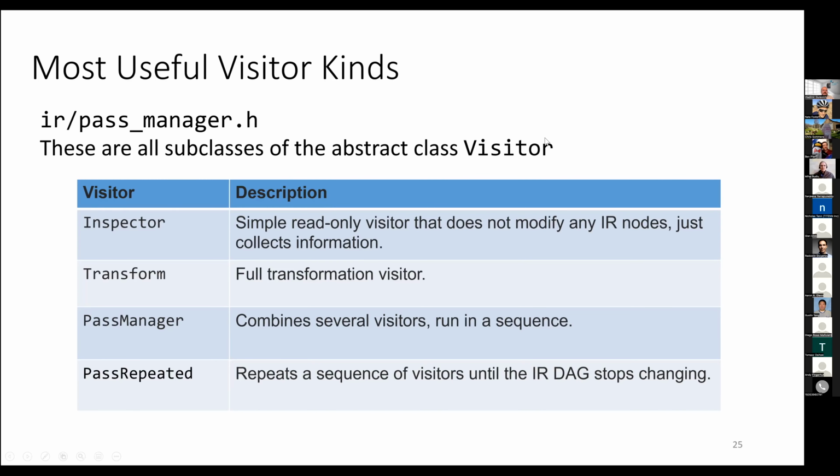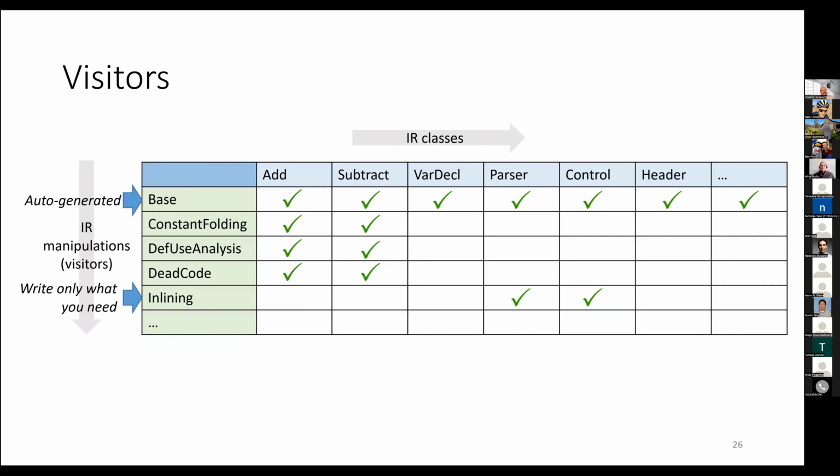All right, so the idea is this, that you have 2 types of objects here. We have the classes, the IR classes, like I've showed you: add, subtract, variable declaration, parsers, controls, and so on. These are the columns in this table. And then you have transformations that you want to do to your program. And these are the visitors. So for example, constant folding, type checking, inlining, code generation, all these are the rows of this table. And the visitor pattern allows you to actually build this table and only mark the check boxes that you need.